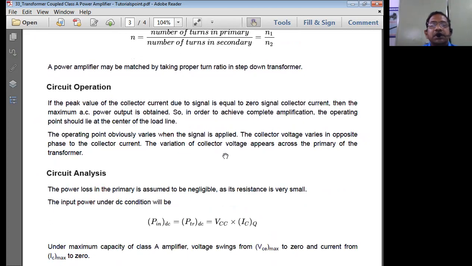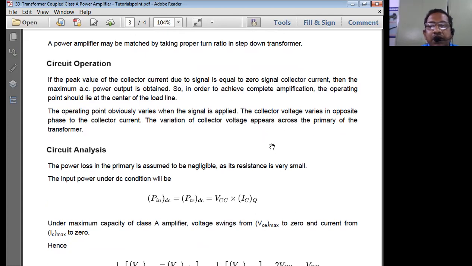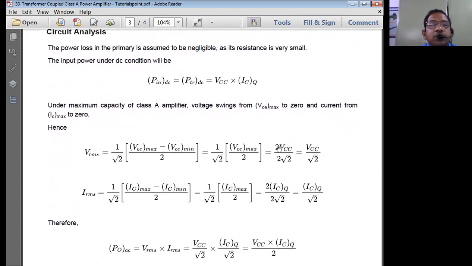Circuit operation is the same as the class A power amplifier. That means the circuit is going to amplify over 0 to 360 degrees, so the complete input cycle is going to get amplified by the amplifier circuit. Because of maximum power transfer due to impedance matching, we get maximum voltage swings at the output of the class A transformer coupled amplifier circuit. Let us go with the mathematical analysis.